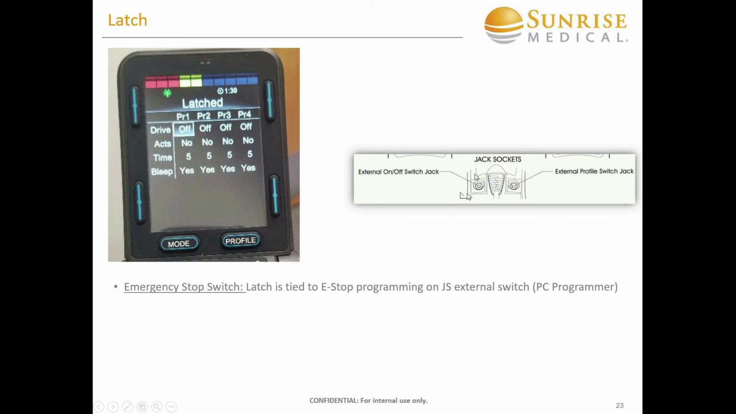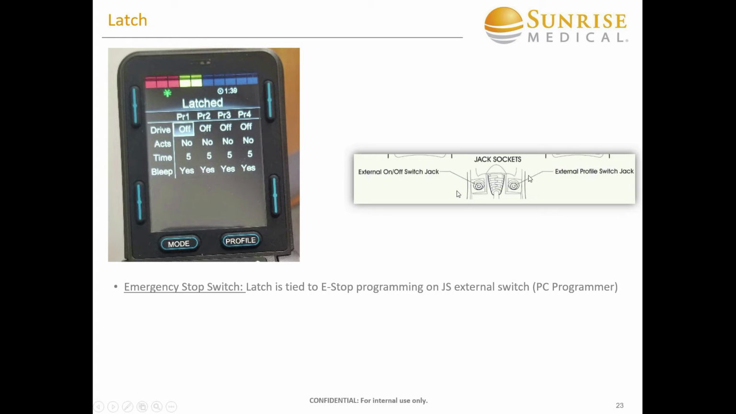So this is the bottom look of the joystick. There are 2 jacks in the bottom of the joystick. You will need to have something plugged into the external jack here, and that switch needs to actually be closed. So you have to hold the switch closed in order to use the latch function. If you do not have something plugged into there, it will not allow you to drive the chair. It'll say you need to have that on there.